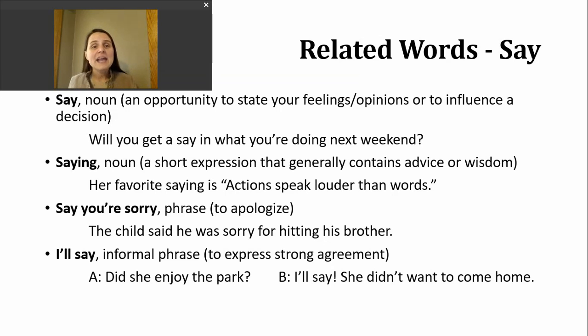And the way it usually gets used is you have one person saying something, and then a second person is going to show that strong agreement. So imagine one person says, did she enjoy the park? And the second person might say, I'll say she didn't want to come home. So again, just trying to express, yes, she really enjoyed going to the park.